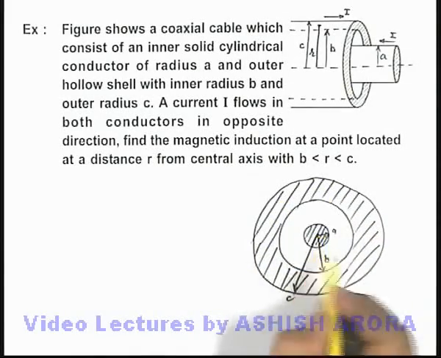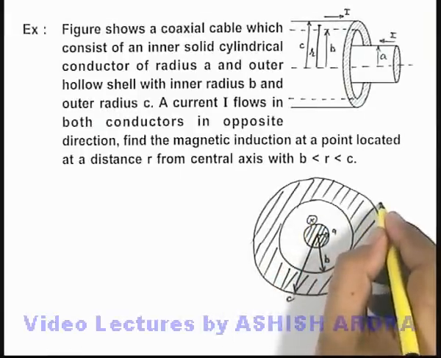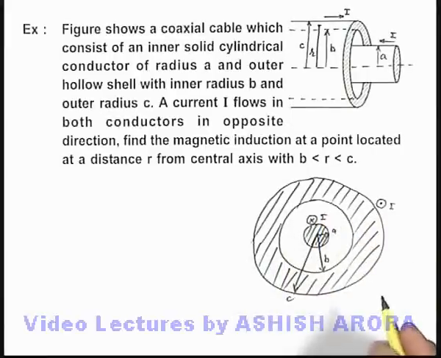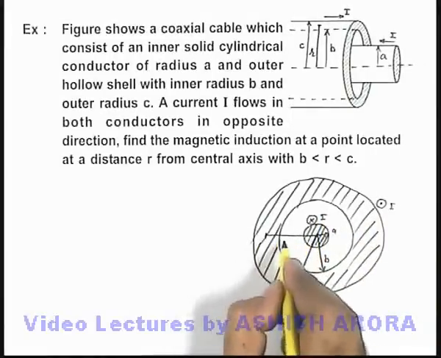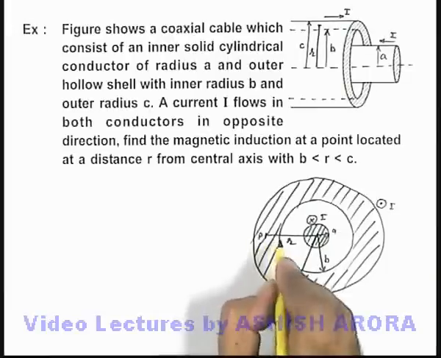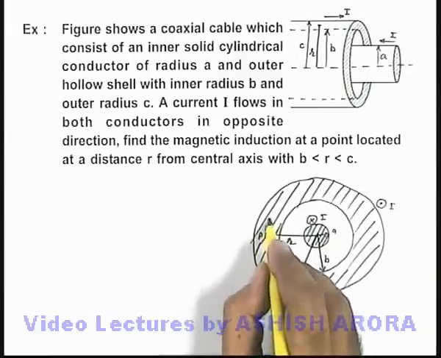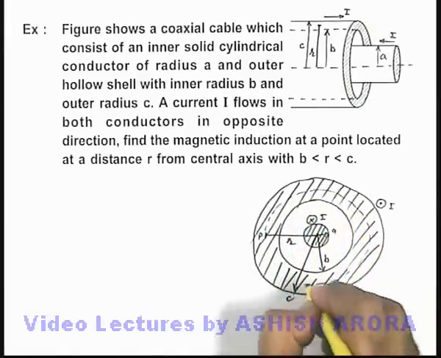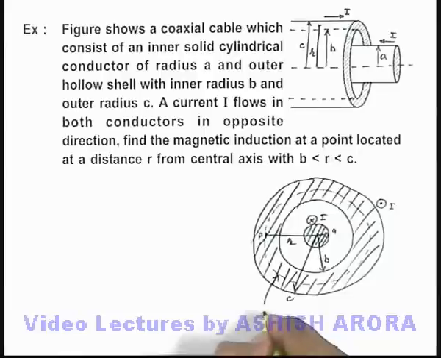Now in this inner connector, say current is flowing in inward direction, in the outer shell it is flowing in outward direction, and say both are carrying a current I. And we are required to find the magnetic induction at this point P, which is located at a distance r. Then to find the magnetic induction here, we consider a closed path of radius r with center lying on the axis of the cylinder. And say this path is named as path M.